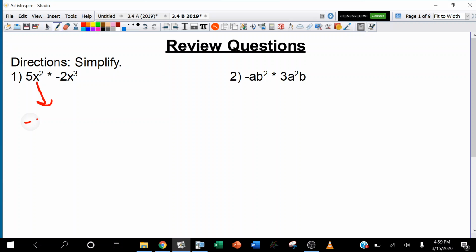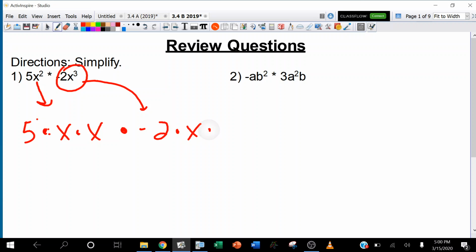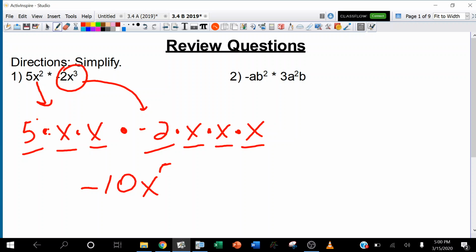So remember, 5x squared really means 5 times x squared, which would be x times x, and then got the times in the middle, and then negative 2x cubed would be negative 2 times x cubed, which would be x times x times x. So you have that there. So now I'm going to multiply together the terms that are alike. So I'm going to start with the 5 and the negative 2. So 5 times negative 2, that's negative 10. And then x times x times x times x times x, that would be a shorter way of saying that would be x to the 5th power.